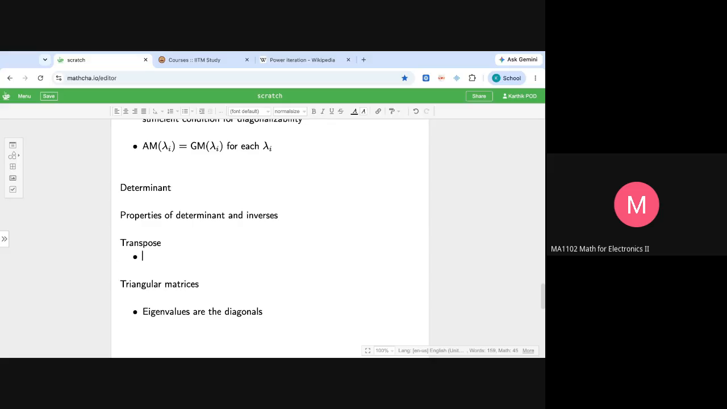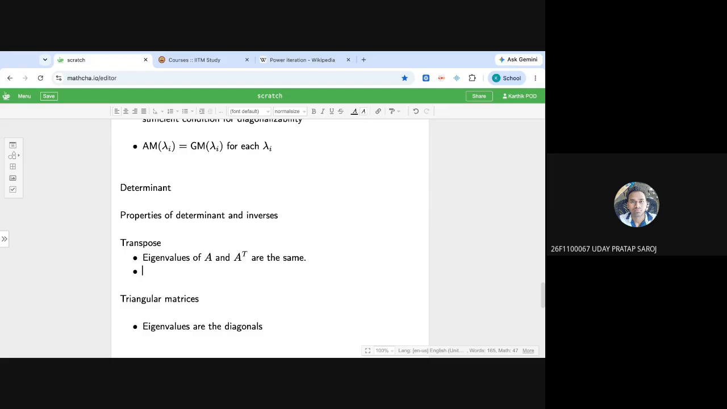Regarding the transpose, one nice property is that the eigenvalues of A and A transpose are the same, right? Yes. In fact, this is how we define symmetric matrices, that A equals A transpose. So how does this connect? What is the sequence in which these things hold?